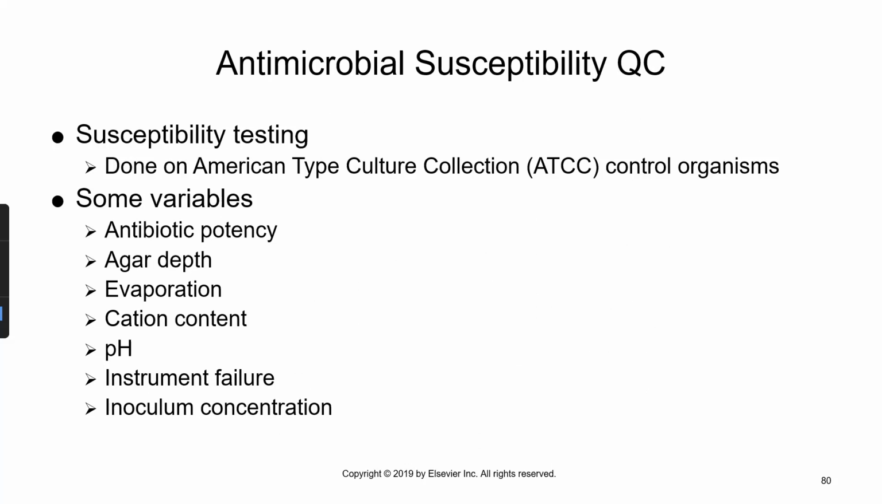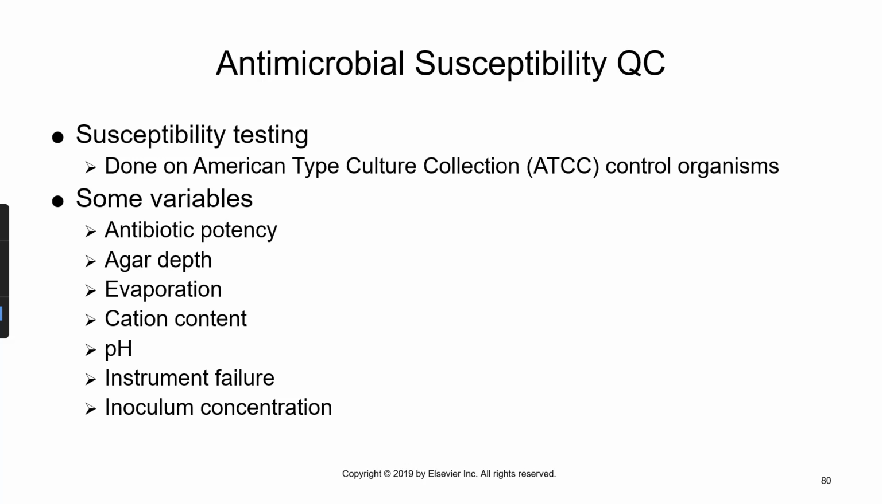And antimicrobial susceptibility QC. Susceptibility testing is done on ATCC control organisms, American Type Culture Collection. Some variables exist: the antibiotic potency, agar depth, evaporation, cation content, pH, instrument failure, or inoculum concentration. Those variables can be controlled for a little bit.